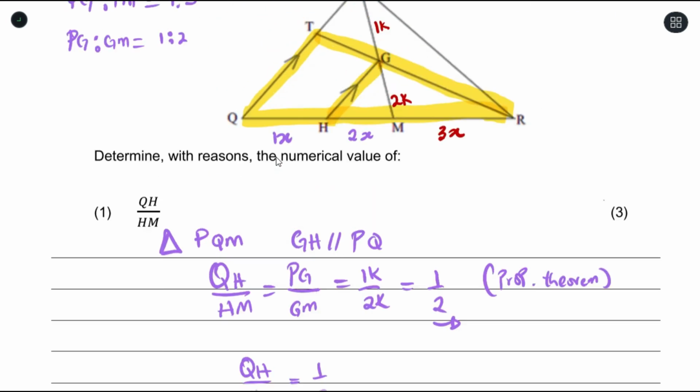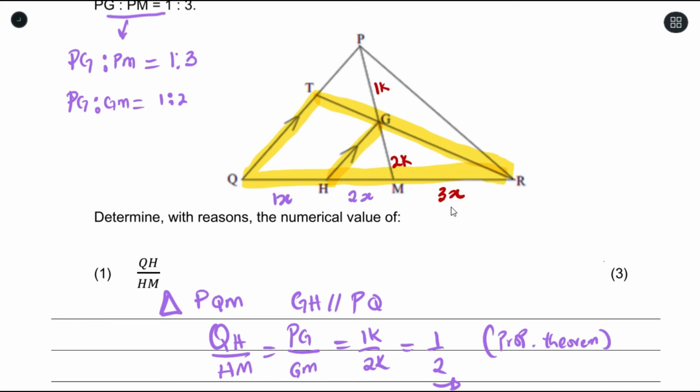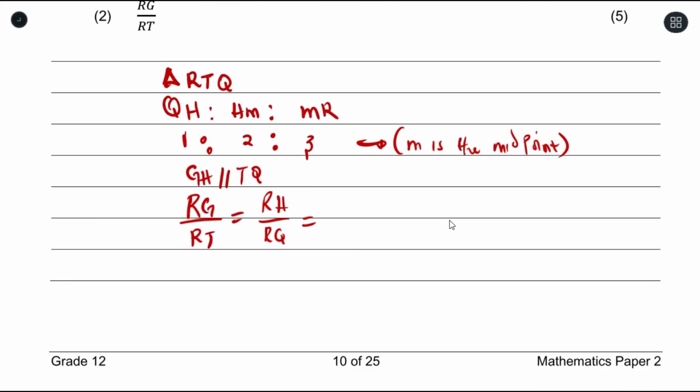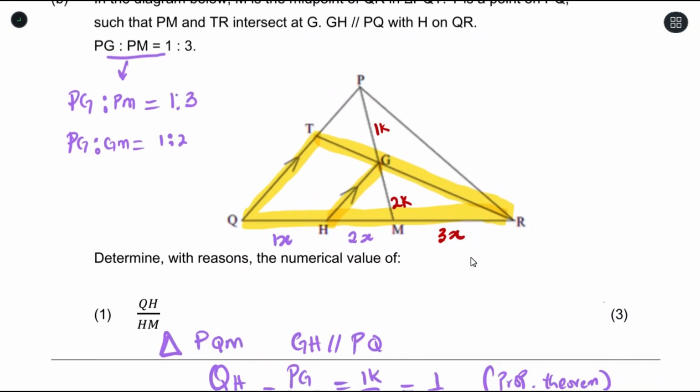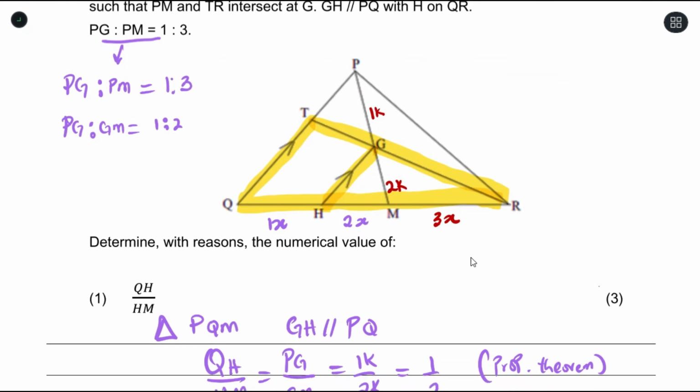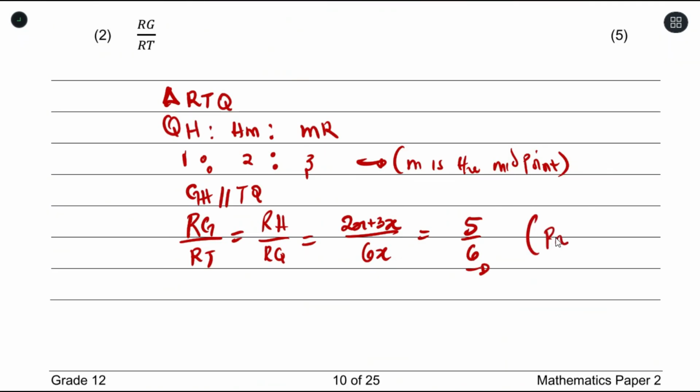Now for RH, I'm looking at the entire distance from here, which is just 5. So we can say this here would be 2x plus 3x over 6x. And as you know, that will just be 5 over 6. So RG over RT will just be 5 over 6. And this is exactly how they needed you to answer this particular question. Here, we actually used the proportionality theorem. And that's it.